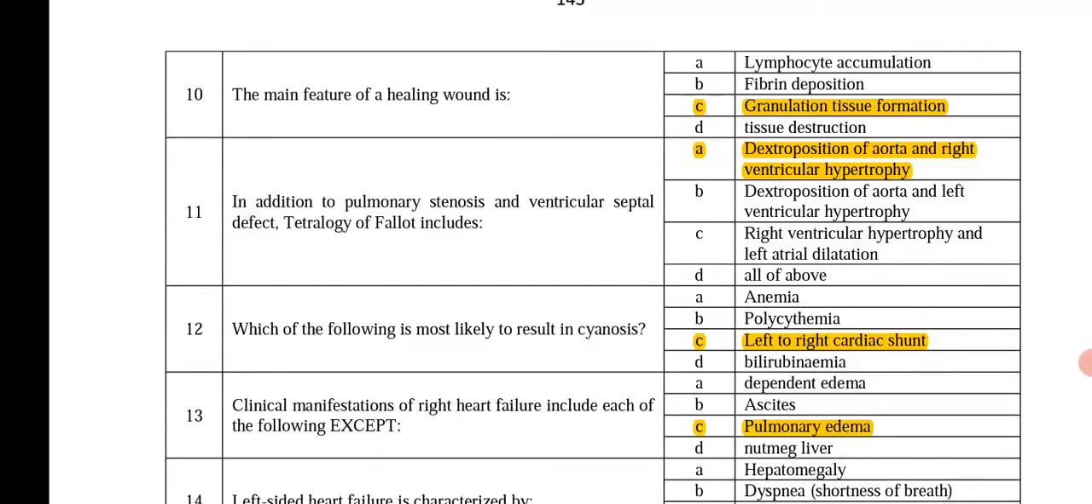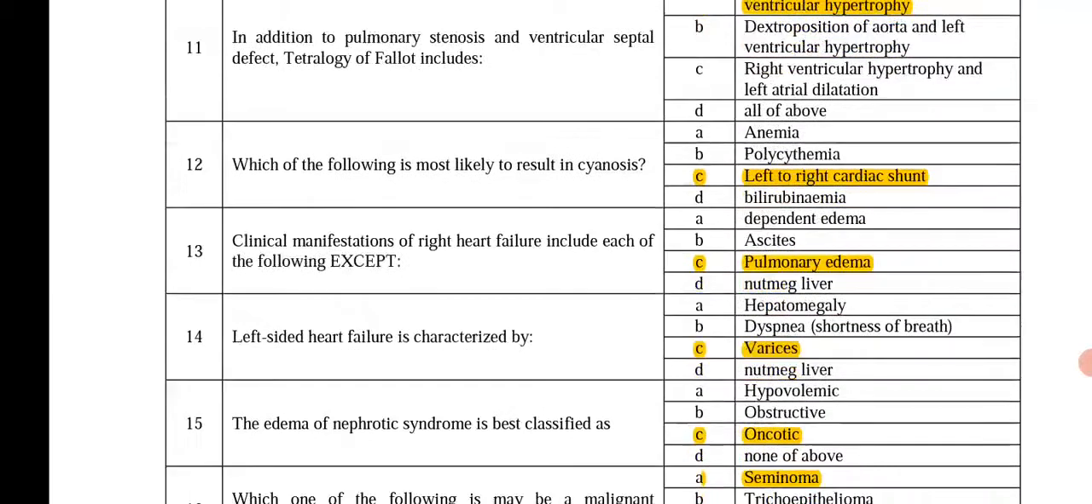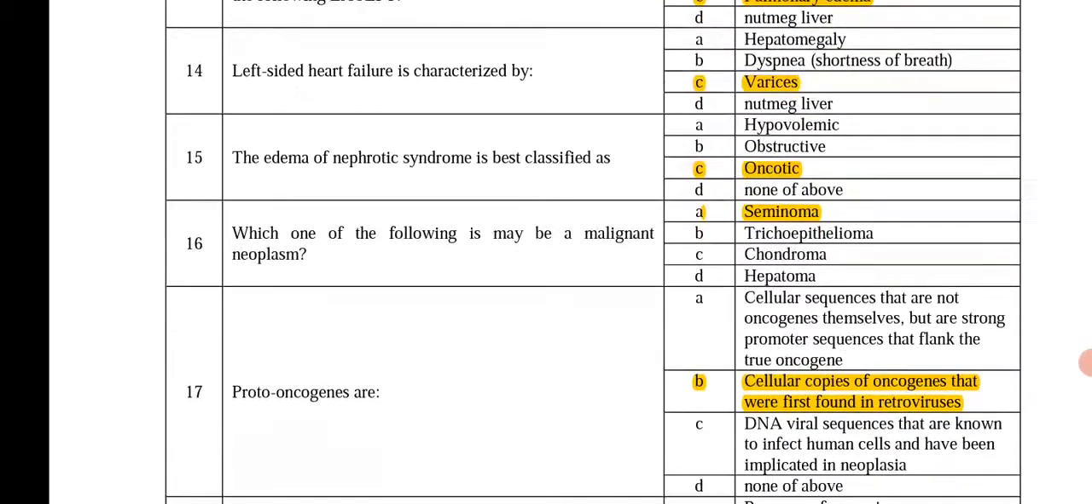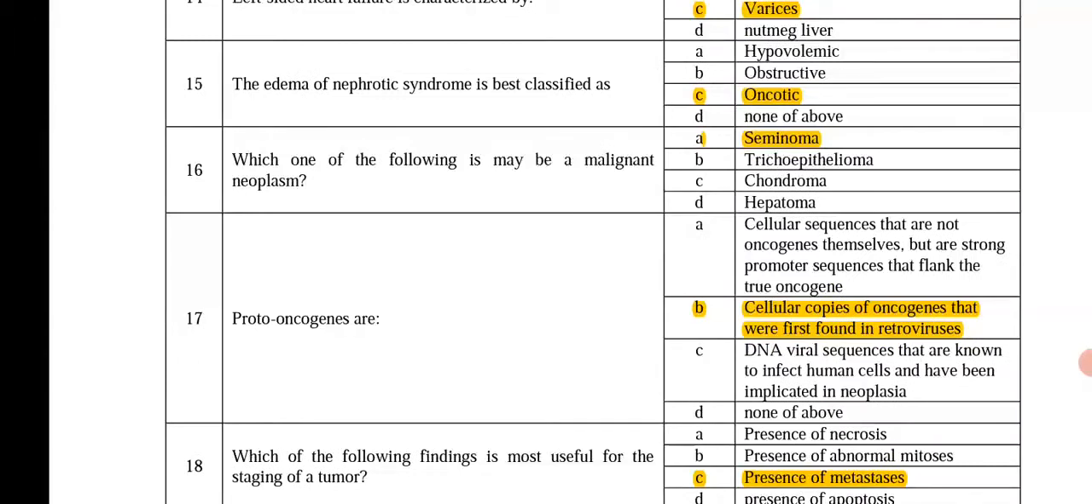Which of the following is most likely to result in cyanosis? Left to right cardiac shunt. Clinical manifestations of right heart failure include each of the following except pulmonary edema. Left-sided heart failure is characterized by varices. The edema of nephrotic syndrome is best classified as oncotic. Which of the following is a malignant neoplasm? Seminoma.